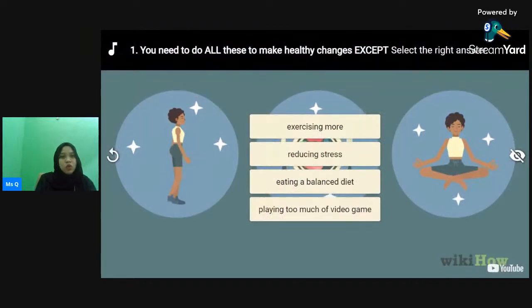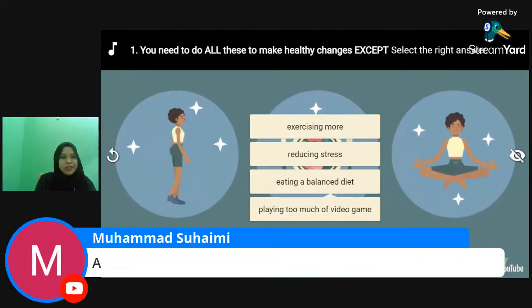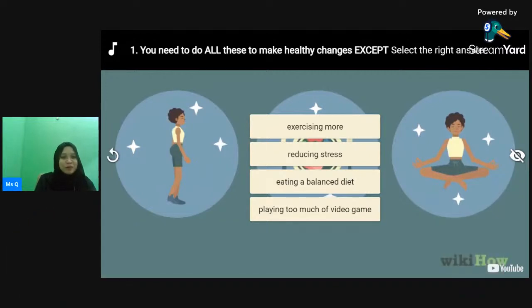Okay, you need to do all these to make healthy changes except. Except means kecuali. So which one is the correct answer for this one? Can you share your answers in the live chat section? A, what's A, Suhaimi? All right, any other answers so far? You need to do all this to make healthy changes except.